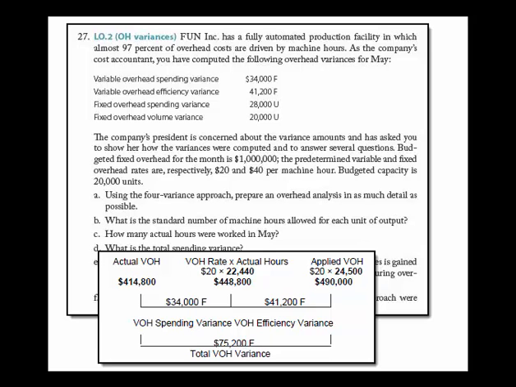Okay, next let's talk for a moment about the variable overhead amounts. Okay, so standard hours are moved to variable overhead, and they're multiplied by the variable rate of $20, right? So if we know we had 41,200 favorable, and what else do we know?